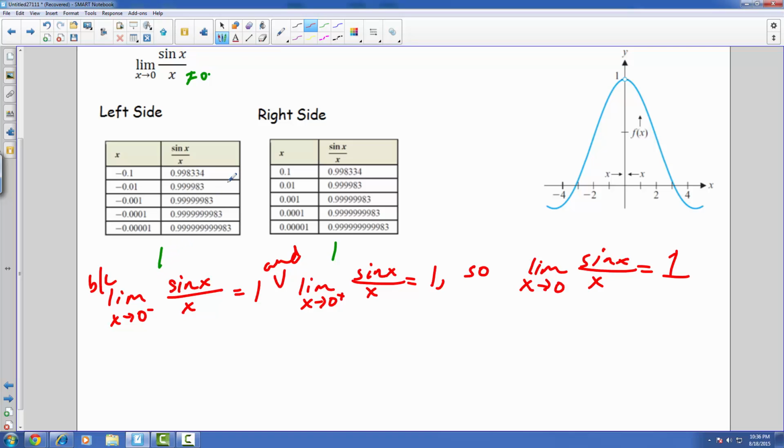And again, in the future, we'll talk a little bit more about why there's not a vertical asymptote there. So again, that is example 7 from our 1.2 set of notes.